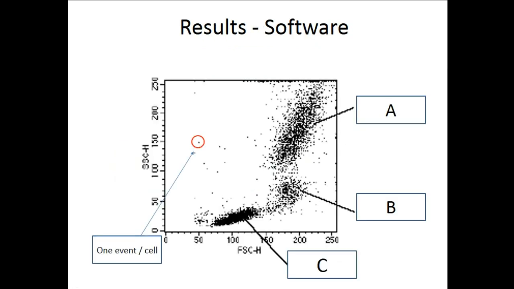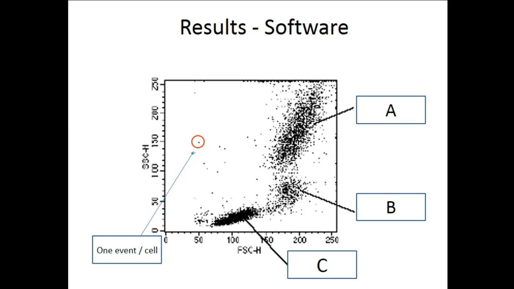So here we have a plot of side scatter this way and forward scatter this way. And just to highlight, each individual speckle or spot that you see in that graph equates to one cell. That's a measurement for one cell. So based on this plot, you should appreciate that this flow cytometer has measured probably millions of cells, based on the amount of speckles or spots that are present.